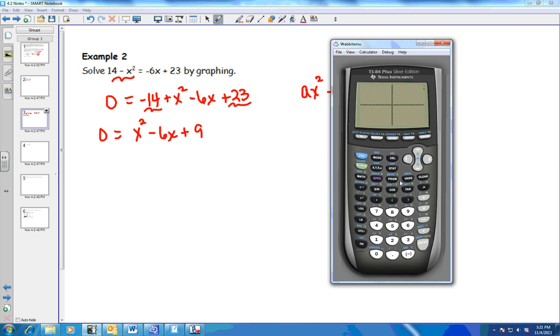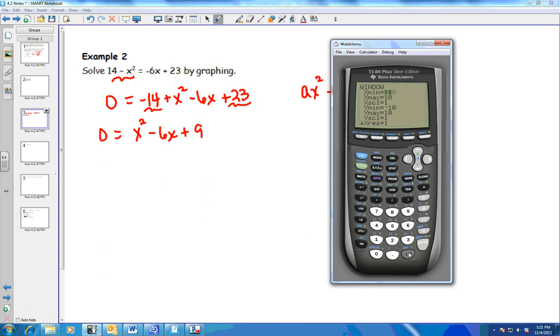Graph. Okay, so now this one, can you tell it's a little bit hard to see where it crosses? Okay, so I'm going to change my window a little bit. I'm going to hit my window button.